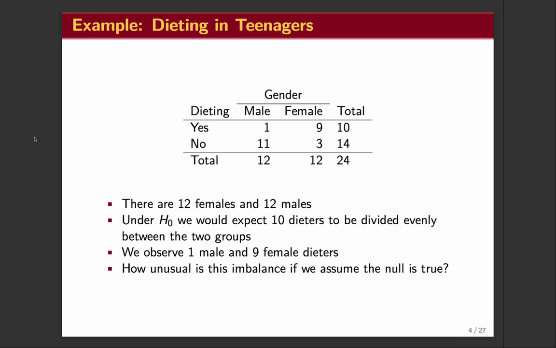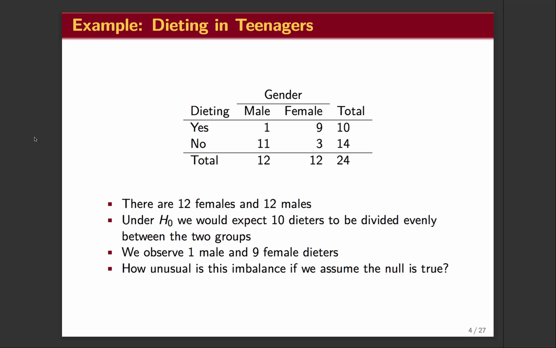So if we're looking at this example for dieting in teenagers, we have 12 females and 12 males. Under the null, the null is assuming independence, we would expect that if these two things were independent, those 10 dieters would be evenly distributed between males and females, because we have the same number of males and females in the study. Does that make sense?